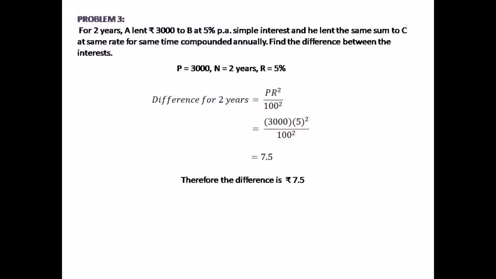he lent the same sum to C at the same rate for the same time, compounded annually. Find the difference between the interest. Given P equals 3000, N equals 2 years, R equals 5%. Difference equals 3000 into 5 square by 100 square, that is 7.5. Therefore the difference is rupees 7.5.